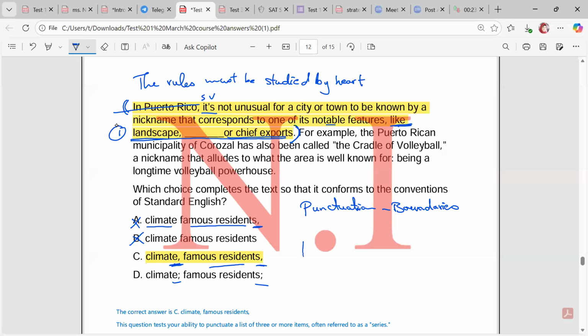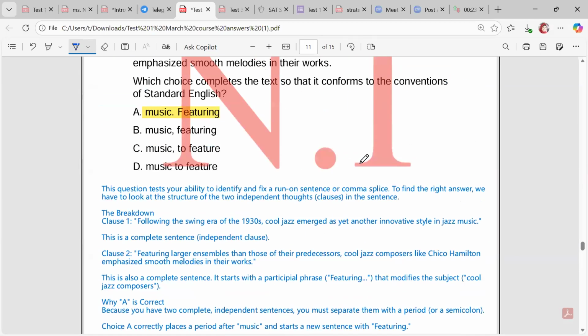Here, yes: climate, famous residence, or chief exports. So I have a list. What is the rule of the list? A list has more than two items, meaning three items and more. One item, two items, three items, four items, and, or. And I have here the fourth item. That's it: landscape, climate, famous residence, or chief exports. So that's a rule that tests you about lists.